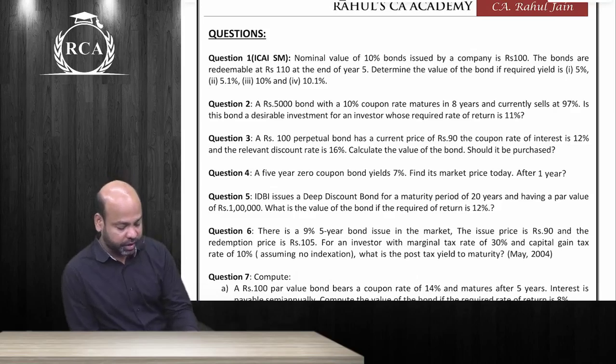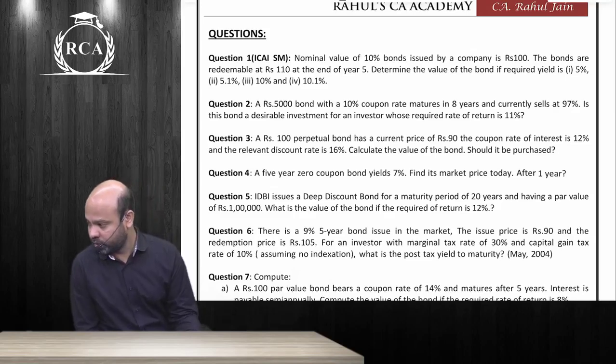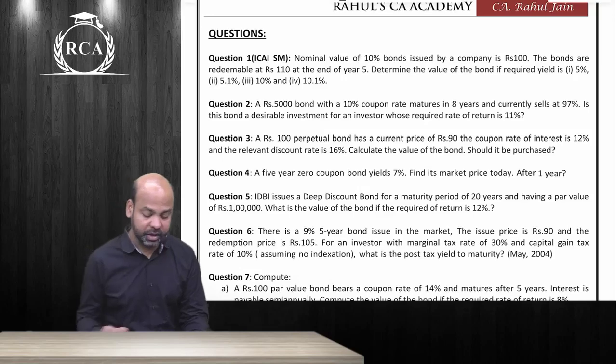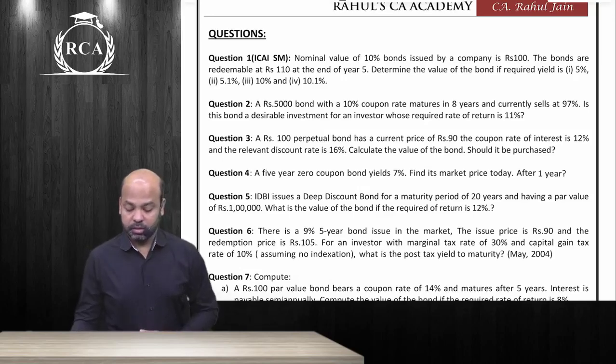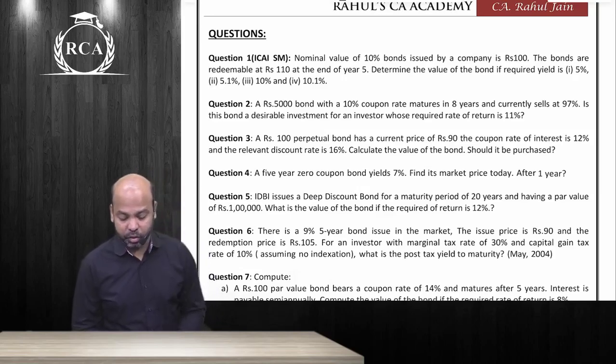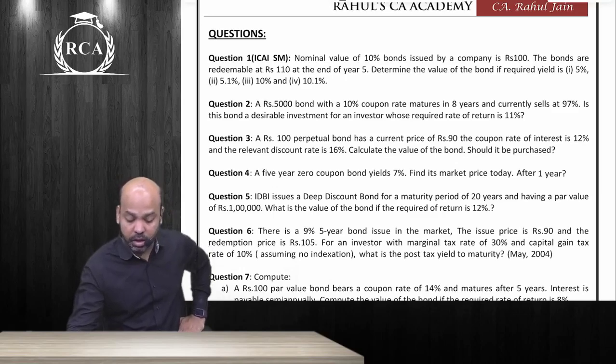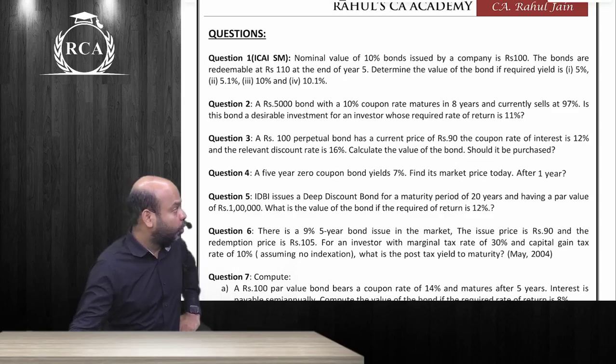Online live students, in case you did not receive the materials beta, the question is on the screen. You can read the question. First one, guys. The nominal value of 10% bonds issued by a company is 100 rupees. So here beta face value of the bond is 100. Coupon rate is 10%. The bonds are redeemable at 110 rupees at the end of year 5.